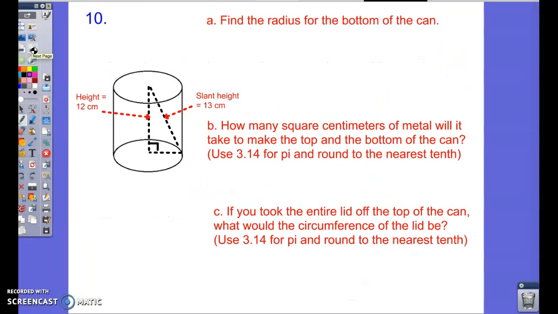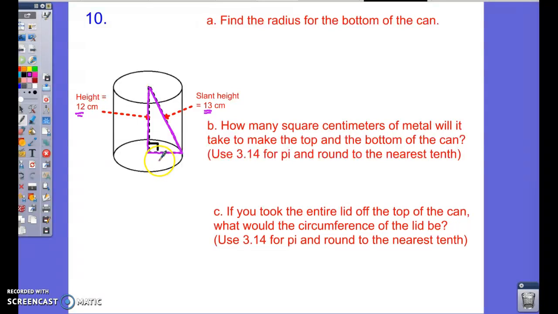All right, moving on to number 10. What we have here is a cylinder, or a can, and they're asking us to find the radius for the bottom of the can. For starters, what you have to understand is we have a right triangle here. And they're giving us two of the values. They're telling us that the height is equal to 12 centimeters. And this might be a new term for you: the slant height. They're saying the slant height is 13 centimeters.